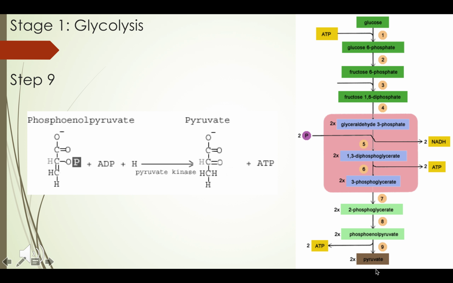The 9th and final step of glycolysis is this, and here using pyruvate kinase enzyme, PEP is converted into pyruvate. As the name of that enzyme suggests, this reaction involves the transfer of a phosphate group, and this step itself yields 2 ATP.